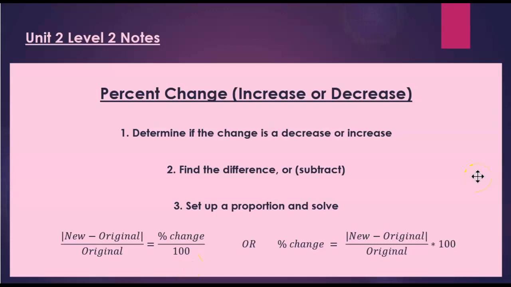The three steps I follow are determining if the change is a decrease or increase from the original to the new, finding that difference, and setting up this proportion, or you can plug it into this as well, because multiplying by 100 to each side would give me my percent change.